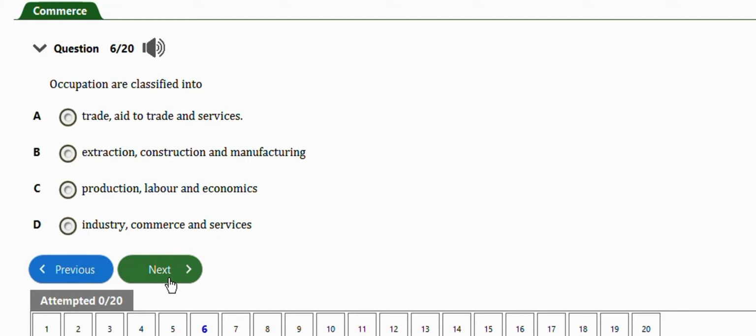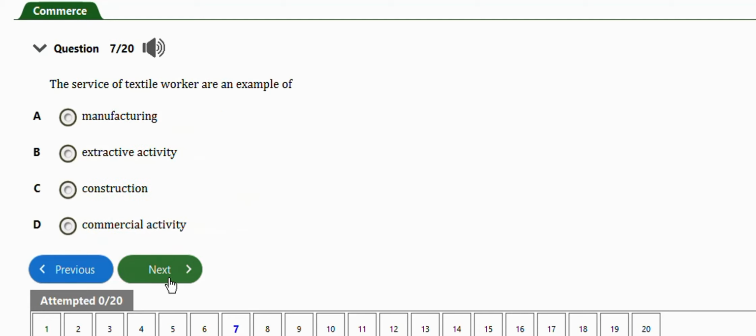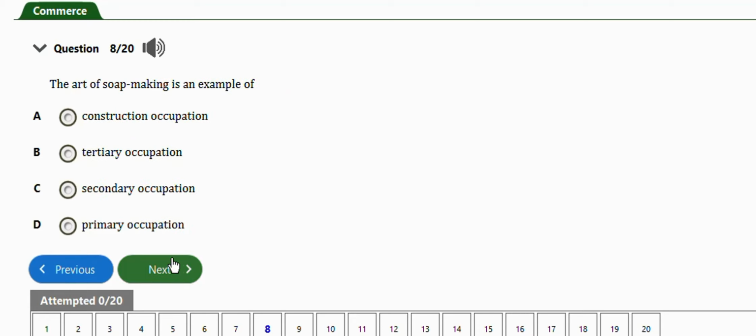Let's look at the question in this one. It says the service of textile worker are an example of, so this is an example of a manufacturing service. Okay, next question is this one. It says the art of soap making is an example of, well, construction occupation, tertiary occupation, secondary occupation, primary occupation. So right answer to this question is option C, secondary occupation.